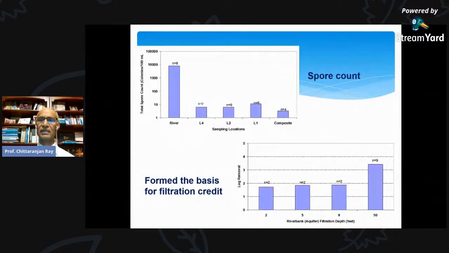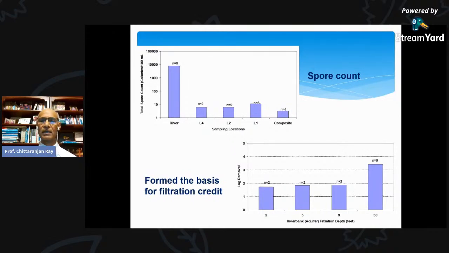But at 30 days of travel time, which we said, the picture I showed before had 60 days. So 30 days, normally they use in Germany and Netherlands, that requires that you have a travel time of 30 days from the river to the well. In 30 days, you can get anywhere from 5 to 7 or 8 log removal of bacteria and human viruses.